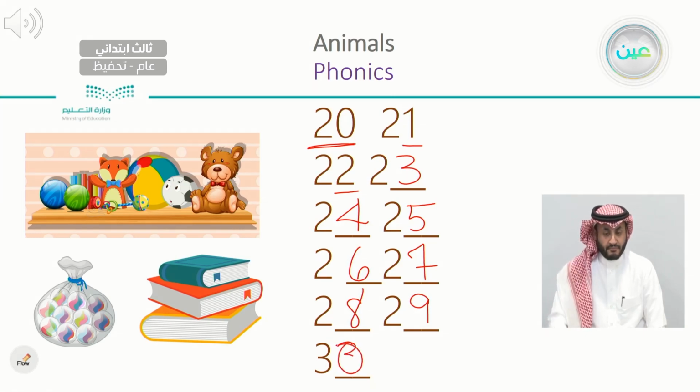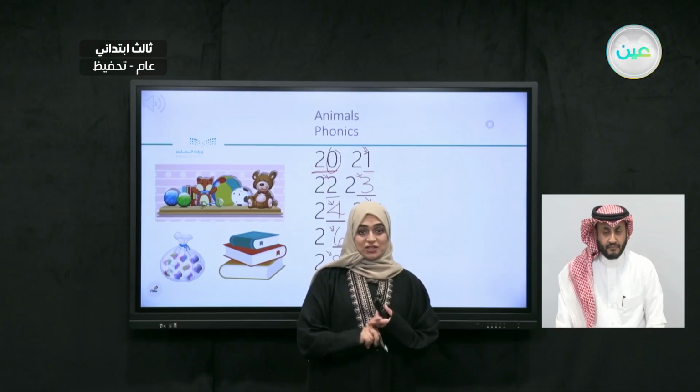30. Well done. Okay. Now let's look at the numbers in a different way. Let's start from 0. Here we have 0, 1, 2, 3, 4, 5, 6, 7, 8, 9, and 10. See the connections that we made?